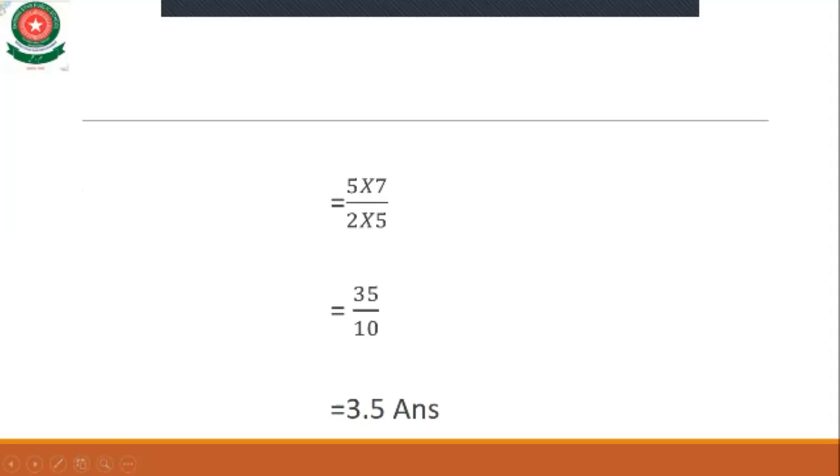So 0 we write instead of 5, and for 1 we write the point here. 3.5 is our required answer. The 0 came in place of 5 and the 1 became the point here. So our required answer is 3.5.